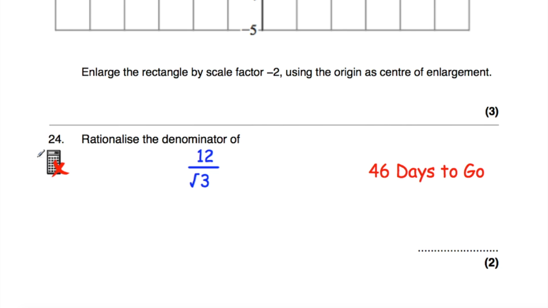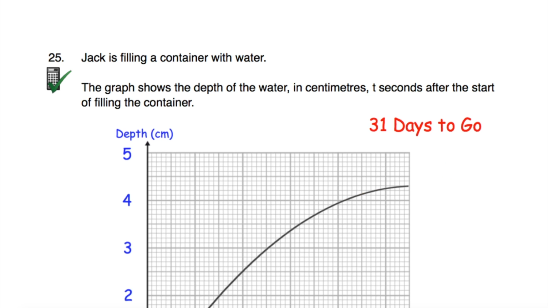Okay, let's have a look at our next question, question number 24, and it's rationalising denominators, and we covered that with 46 days to go. So we want to rationalise the denominator of this, so we want to get rid of this square root on the denominator. So we're just going to multiply both the numerator and the denominator by √3, and that will get rid of the root on the denominator, and then we can simplify that, and that'll be your answer. Okay, question number 25.